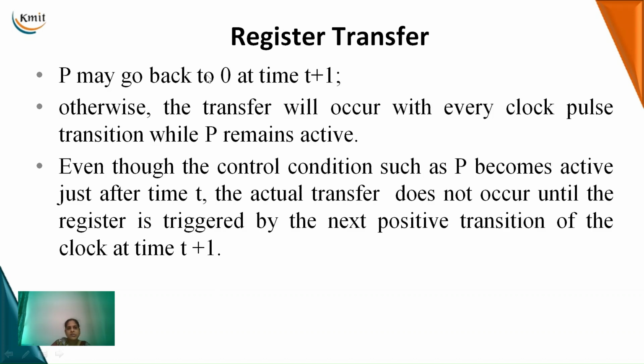So P may go back to 0 at t plus 1. Only when P is equal to 1, the load input is active. At time t plus 1, P has to go back to 0. Otherwise, the transfer will occur for each and every clock cycle when P remains 1. So at time t plus 1, once the load input is active, P again becomes 0. Even though the control condition P becomes active just at time t, the actual transfer does not occur because it takes one clock cycle to start the transfer of information, until the register is triggered by the next positive transition at t plus 1.